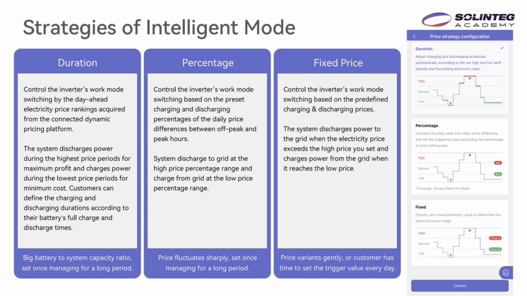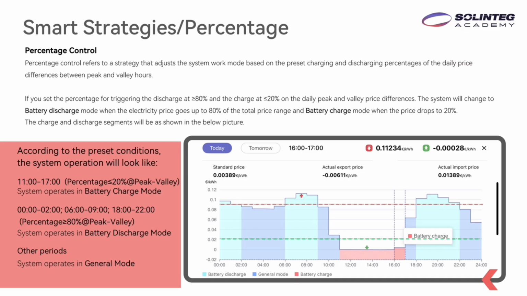Well, first, the user sets the percentage, and after that, this step is very important: the system will first look for the highest price of the day, and then look for the lowest price of the day. And after that, the system will do the calculation to find out the price difference in this day, and this price difference is a price range. So after that, it will use the percentage set by the user to find out which part is a high price and which part is a low price. And after that, the system will automatically use the high price period to run the battery discharge mode and use the low price period to run the battery charge mode. And we can see the example over here.